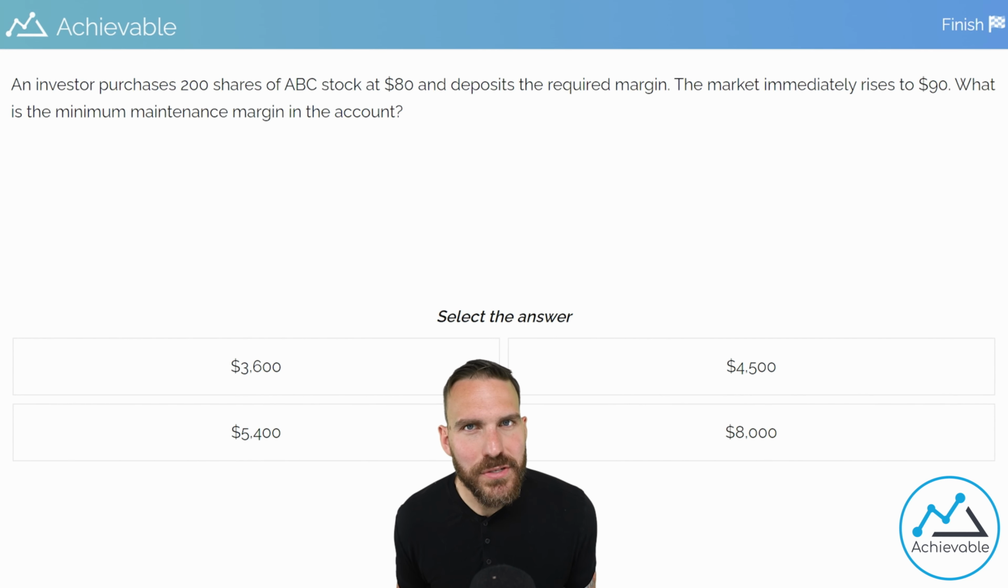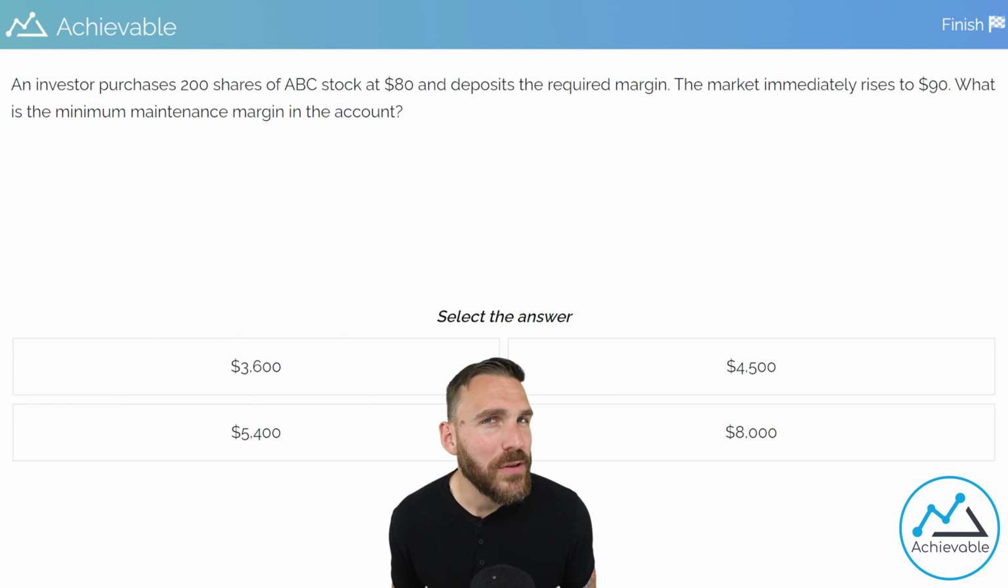An investor purchases 200 shares of ABC stock at 80 and deposits the required margin. The market immediately rises to $90. What is the minimum maintenance margin in the account? Now, if you feel confident with this, you can pause the video, see if you can answer it, and then when you hit play, we will break it down together. All right, let's look at this.